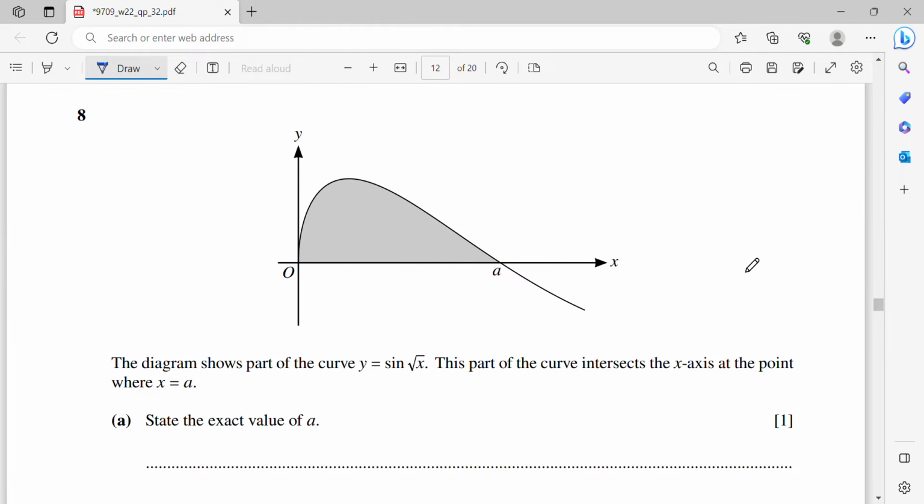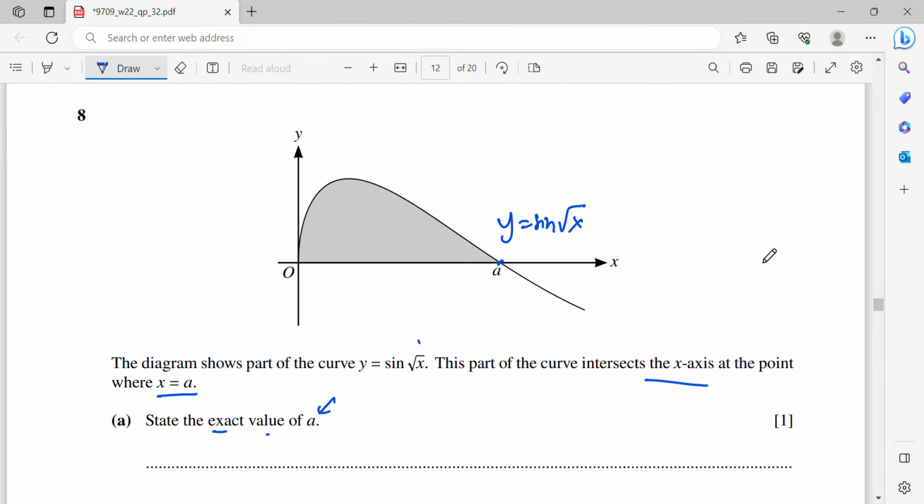Okay, so now let's move on to question 8. The diagram shows part of the graph y equals sine root x. This is sine root x. The part of the curve intersects the x-axis at the point x equals a. Right, here is the point. State the exact value of a.